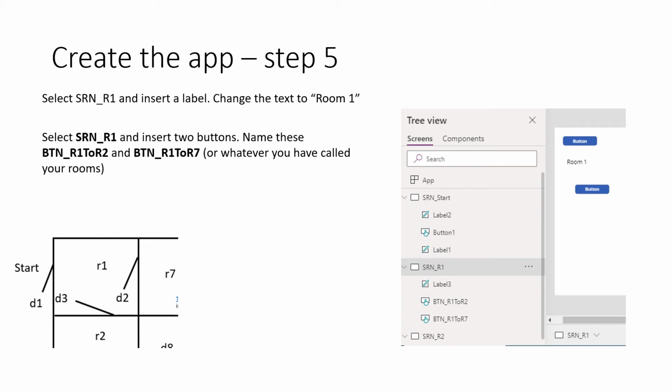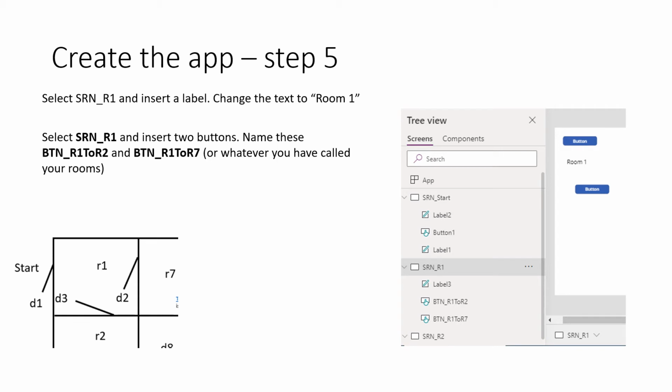What I suggest you do is go back to your first room. Mine's srn underscore R1, and insert a label. Then I would change the text to whatever the name of the room is. So mine's room 1, a bit boring, but that's what I've called it.